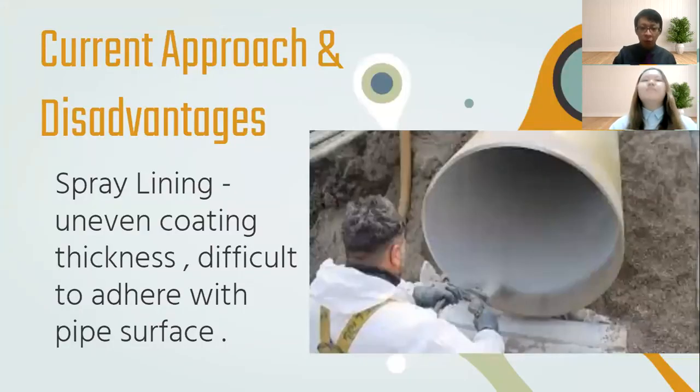So there is a current approach to solve this problem, which is spray cleaning. However, spray cleaning has two major disadvantages, which are uneven coating thickness and difficulty adhering to the pipe surface. So in the long run, the materials will start to flake and then fall off from the surface, and the corrosion will start again.